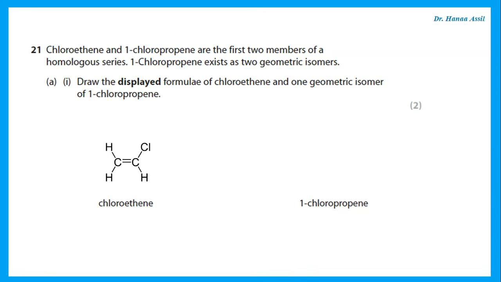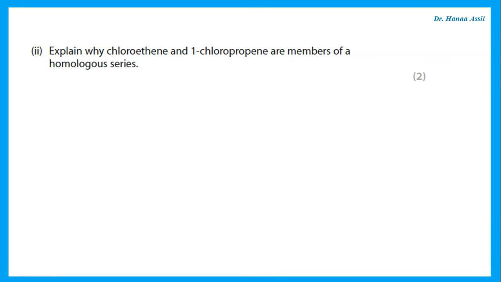Now, 1-chloropropene. How do we draw that? Propene is 3 carbons. So we have a double bond somewhere, that's propene, and we need a chlorine on the end of the double bond to be 1-chloropropene. Remember, if it says displayed formula, you have to draw it displayed, showing all the bonds and all the atoms. Then the question says, explain why chloroethene and 1-chloropropene are members of a homologous series.